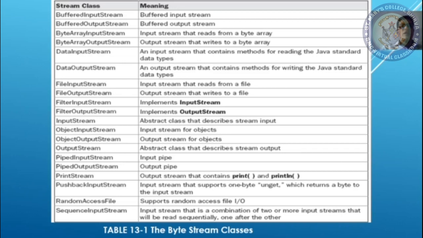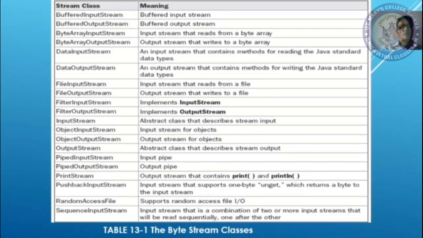Okay, DataInputStream, let us see what it means. An input stream that contains methods for reading the Java standard data types. By using this stream, we are reading the values from the keyboard, and whatever value we read, we store in variables. DataOutputStream is an output stream that contains methods for writing the Java standard data types. So whatever value we have input, we can also display by using DataOutputStream.